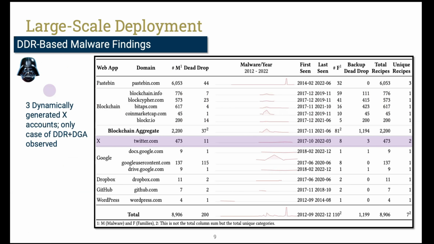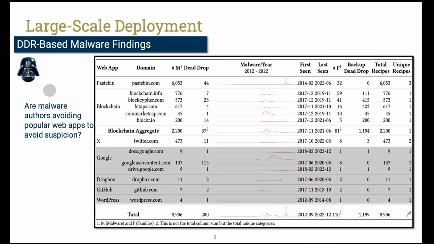Interestingly, VADER also identified a few Twitter DDR malware that exhibit a hybrid approach, using a domain generation algorithm to generate pseudo-random Twitter accounts. In these cases, investigators can leverage existing domain generation algorithm counteracting techniques to thwart these types of hybrid DGA and DDR malware. We also noticed a few cases of popular web apps used. We assume that since several works have studied popular web app abuse, though none consider DDR, malware authors are likely using less popular web apps to reduce suspicion.